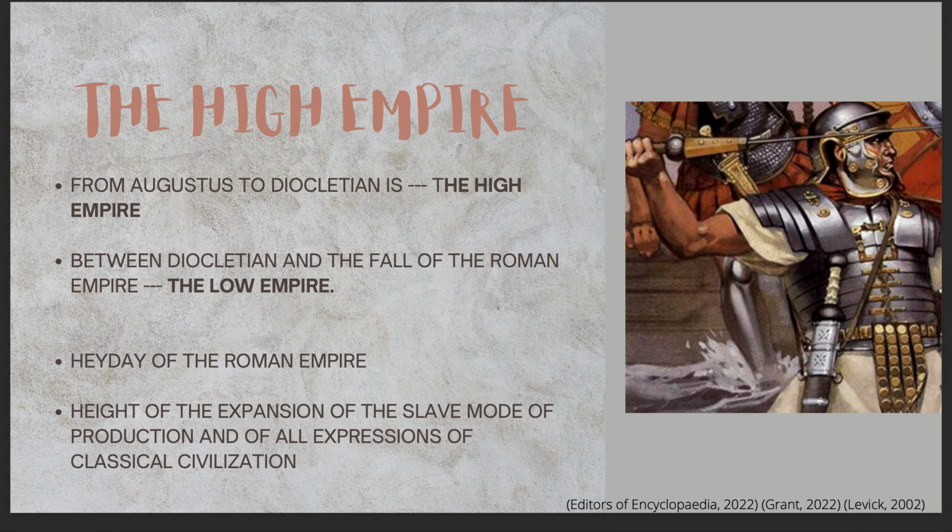The Roman Empire was divided into 2, the High Empire and the Low Empire. The High Empire was from Augustus to Diocletian, and the Low Empire was between Diocletian and the fall of the Roman Empire. The High Empire was in the 1st century, and it was characterized by the heyday of the Roman Empire. It was the height of the expansion of the slave mode of production and of all the expressions of classical civilization.